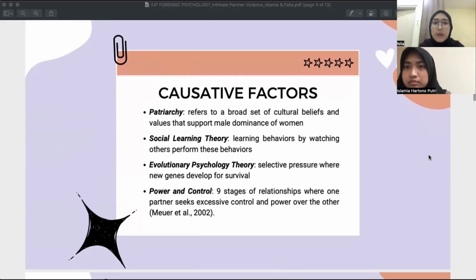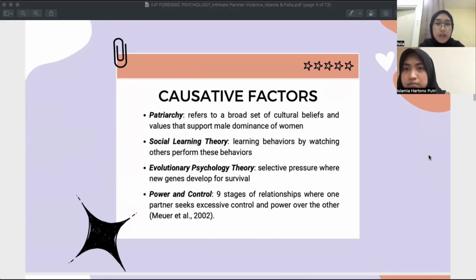Next, we'll be discussing the causative factors of intimate partner violence. Firstly, there is patriarchy. Patriarchy refers to a broad set of cultural beliefs and values that support male dominance of women. And patriarchy is actually most common in a lot of cultures, like cultures in Asia and also in the Middle East, where they believe that males have the right to dominate over women.